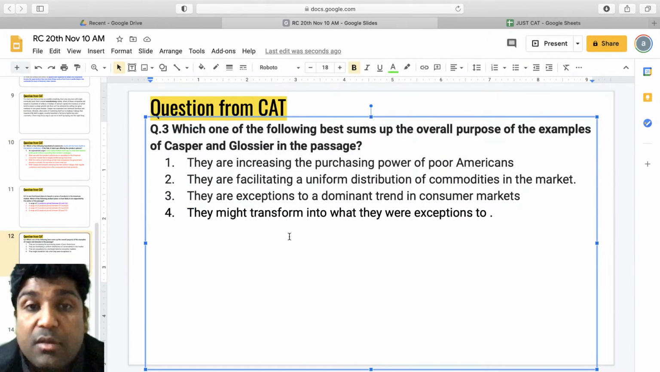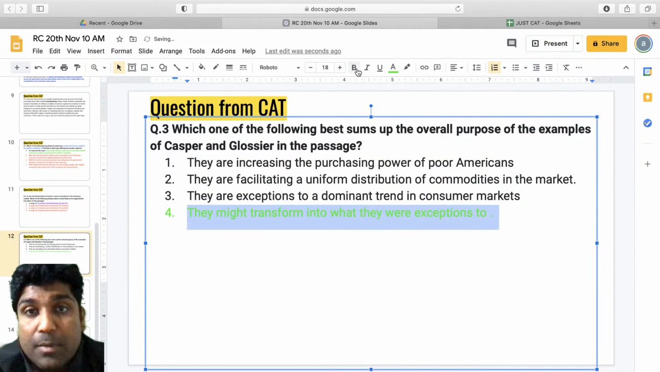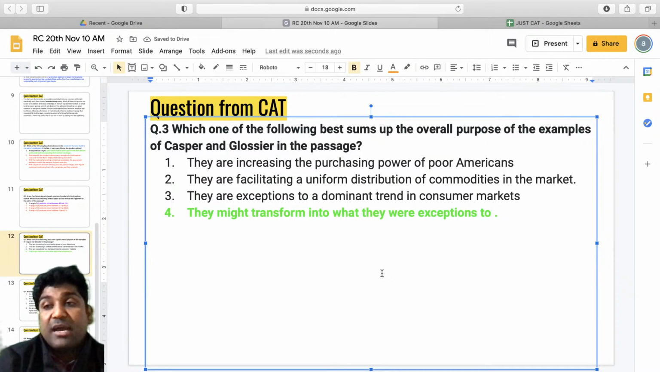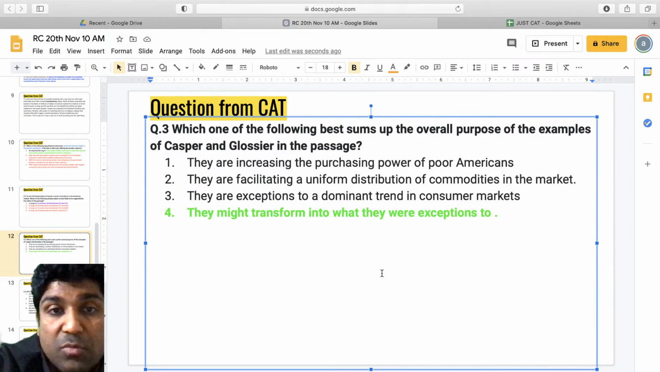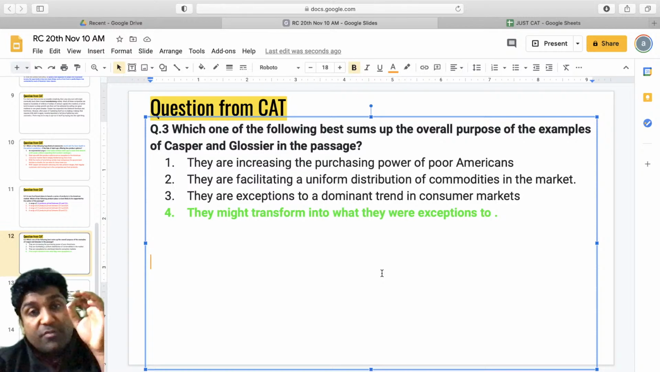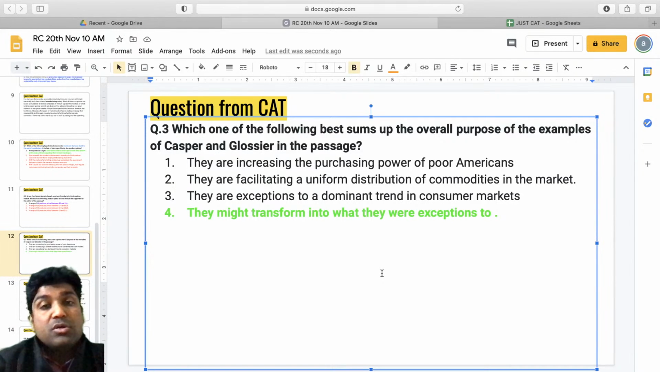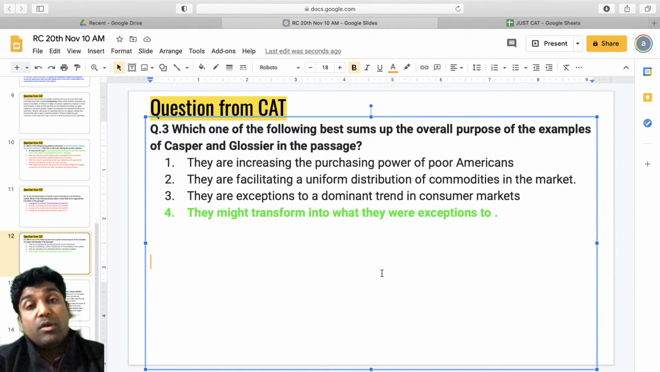So author is giving this example by saying that they will transform into what they were exceptions to. So author said that these companies had come as an exception to other companies which were having so many product lines, so many ranges and so many kinds of products, but these companies were offering few products. But in the long run they will transform into those companies they were trying to be an alternative of. So they're going to become what they had entered into business with an idea of changing. So they will become the same.